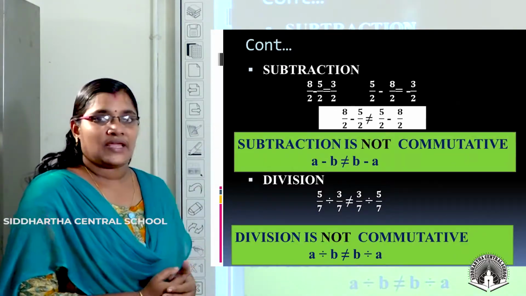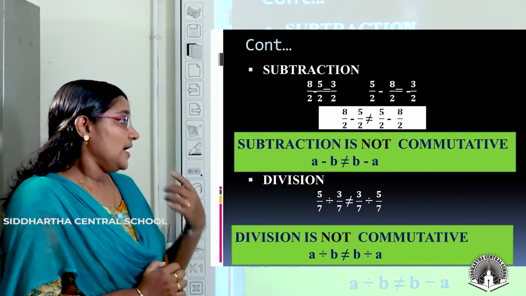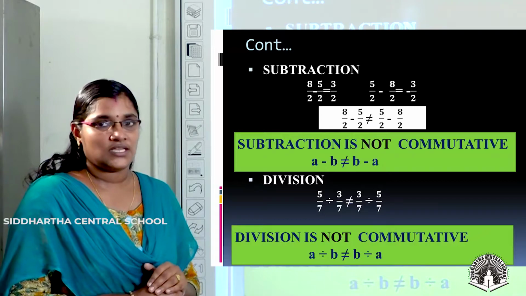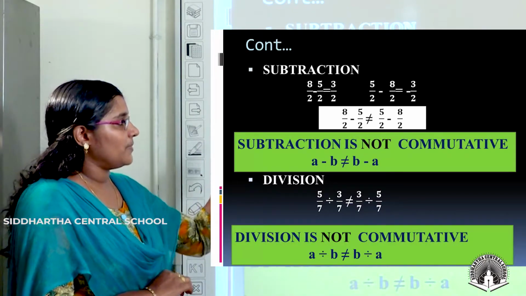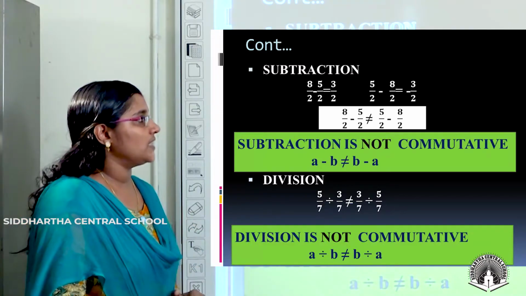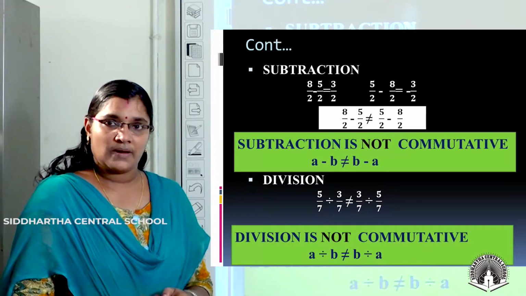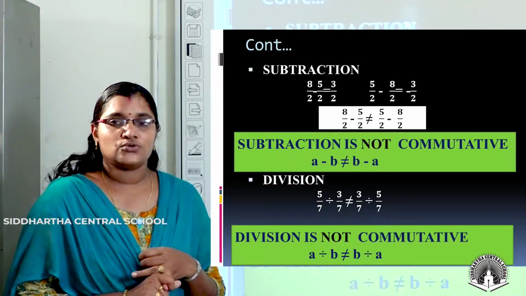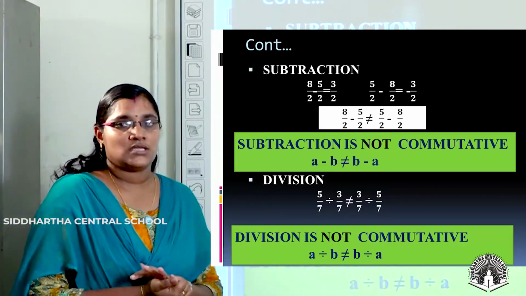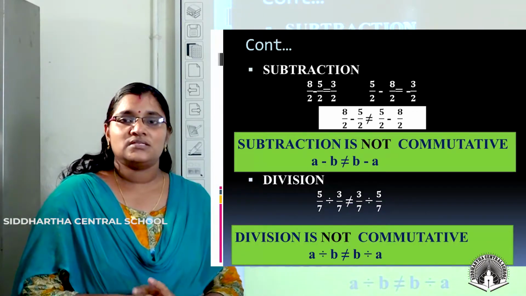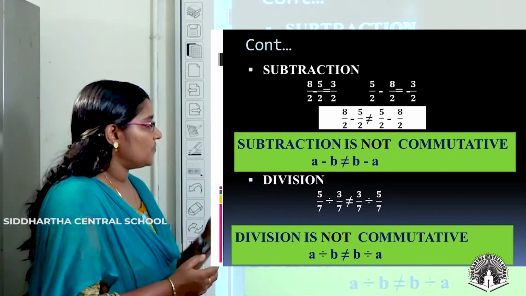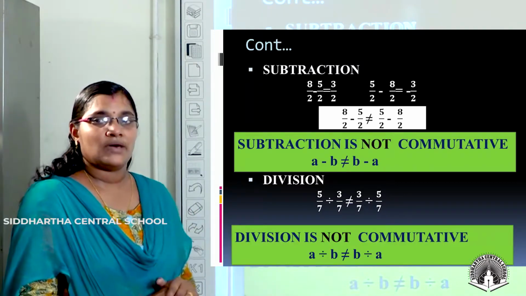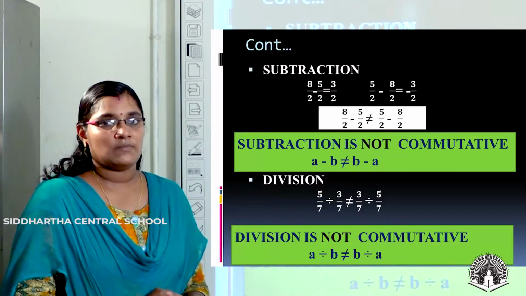You can check one example for subtraction. So subtraction is what? 8 by 2 minus 5 by 2. So 8 by 2 minus 5 by 2, the answer is what? 3 by 2. Then you can interchange this: 5 by 2 minus 8 by 2. So 5 by 2 minus 8 by 2 is what? Minus 3 by 2. So both answers are different. The first answer is 3 by 2, and the second answer is minus 3 by 2. So 3 by 2 and minus 3 by 2 are not equal. So we can say that subtraction is not commutative. So A minus B is not equal to B minus A.